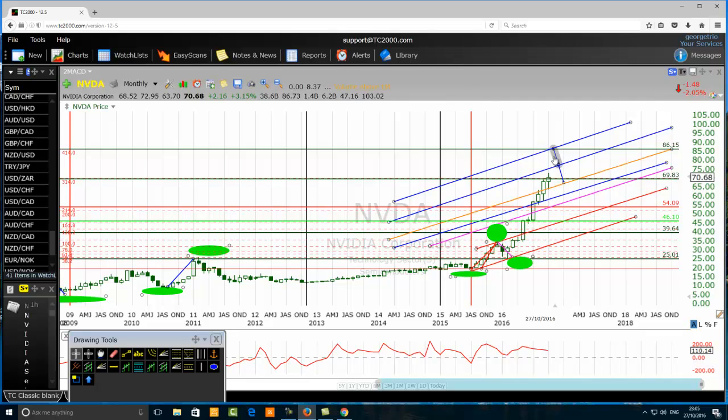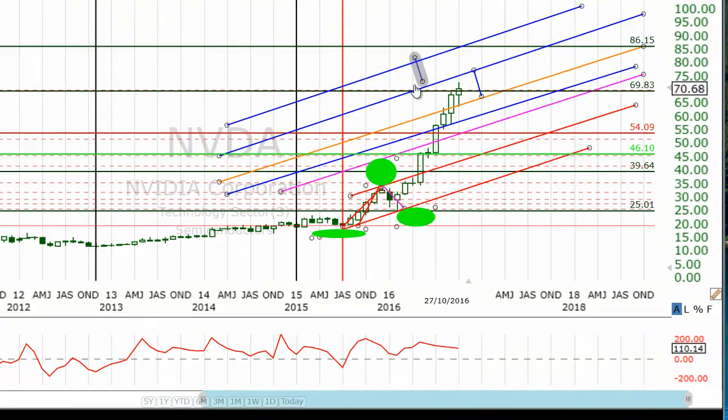Once you have the first channel, all you need to do is to measure the width of that channel and project it up. So the first projection allows us to draw the pink line that is parallel to the red line, and if the price goes above that line, which is the pink line here, we use the same width of the first channel and we project it again one more time. Now we have the orange line, and then we just project it as many times as we can.